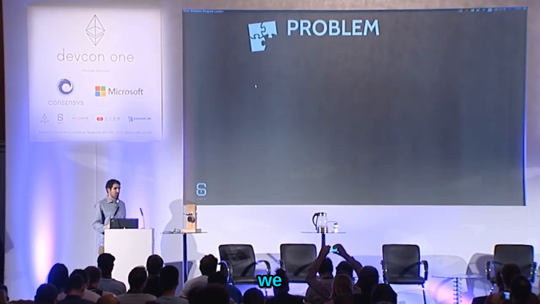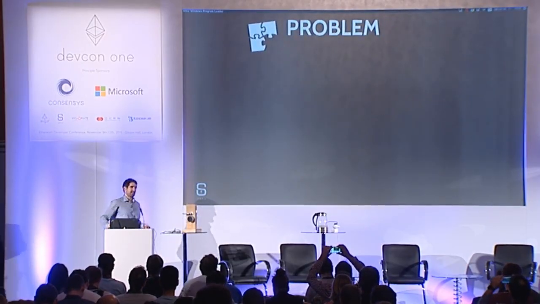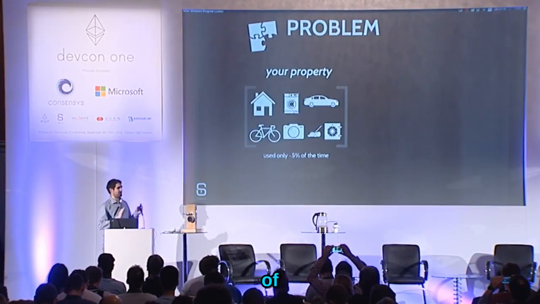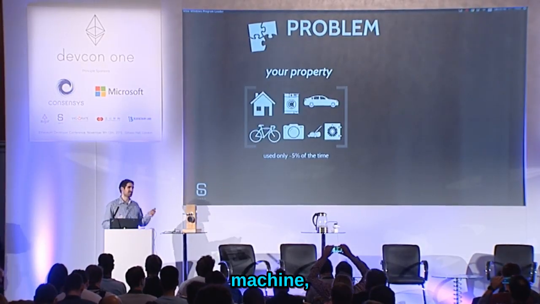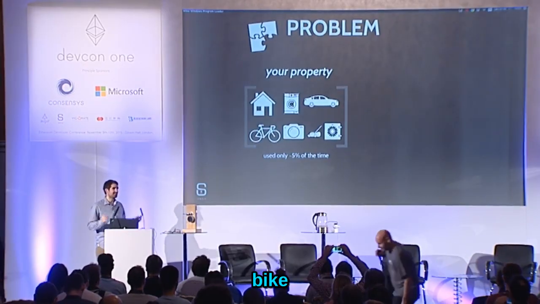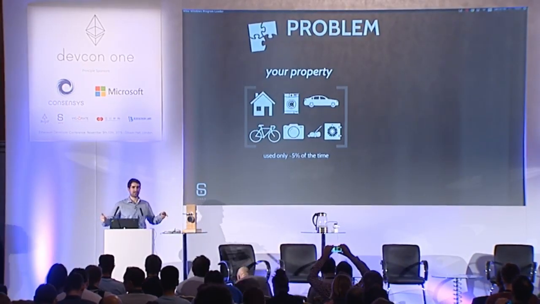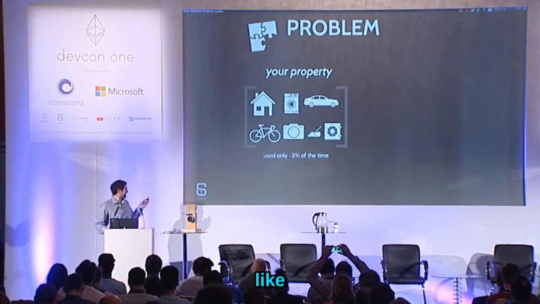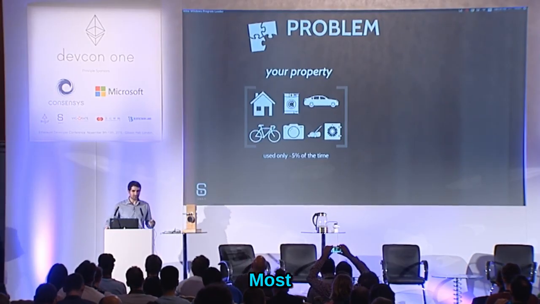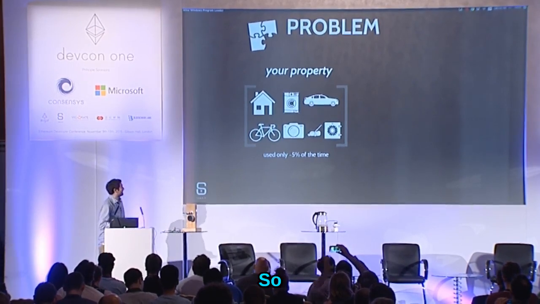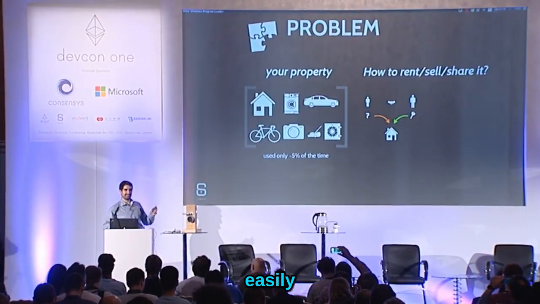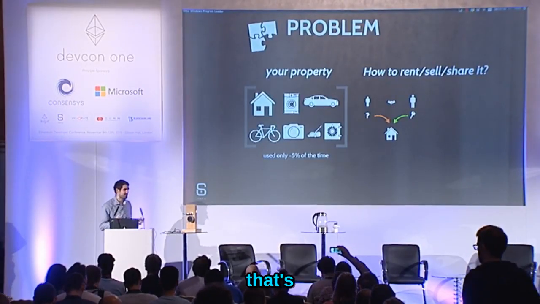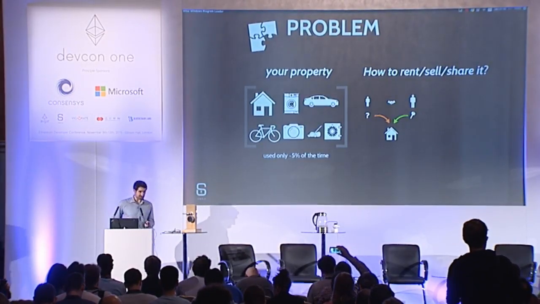So what is the problem we are trying to solve? Most of you have a lot of property. Think about your house, your car, your washing machine, your lawnmower, your bike, and a lot of different other things. But you use them only like 5% of the time. Most of the time they're just sitting around there, don't do anything. So now the problem comes, how could you rent, sell, or share them easily? And that's basically the problem we are trying to solve.